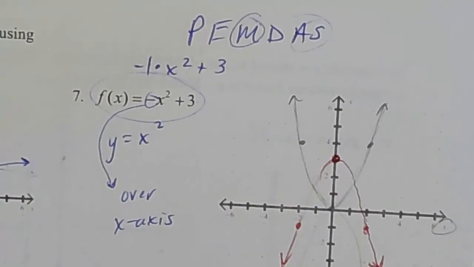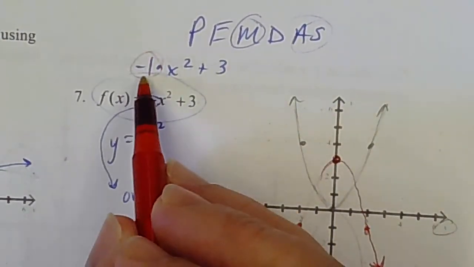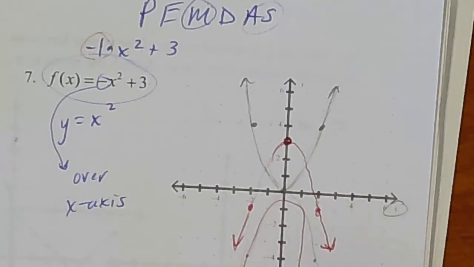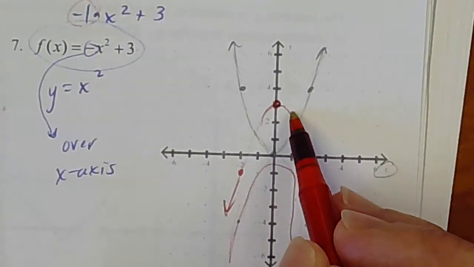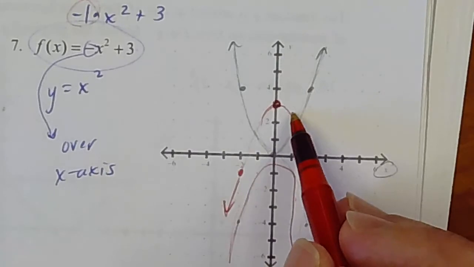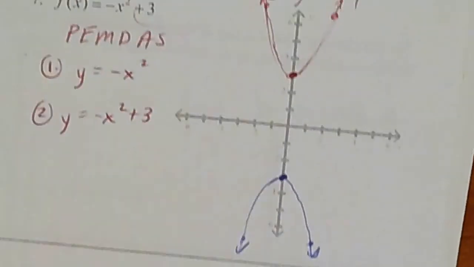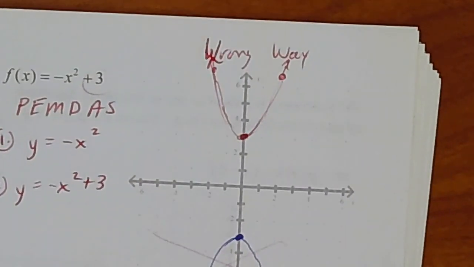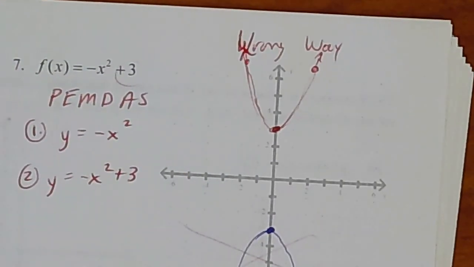Okay, as I mentioned, if we do the multiplication first, then I reflect the parent function. It's down here. Then I shift it up. So this is the correct graph. If you went the wrong order and shifted it first, then reflected it, we get this graph, which is incorrect. So you've got to follow the right steps.